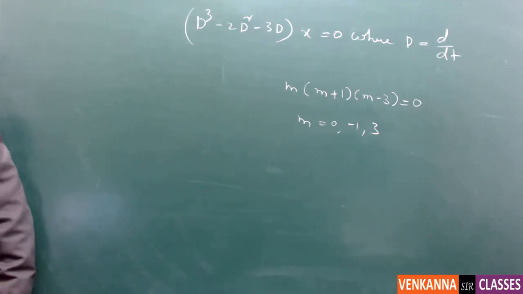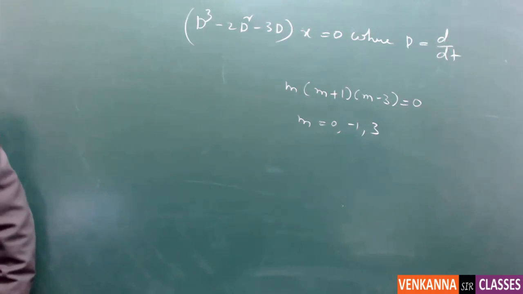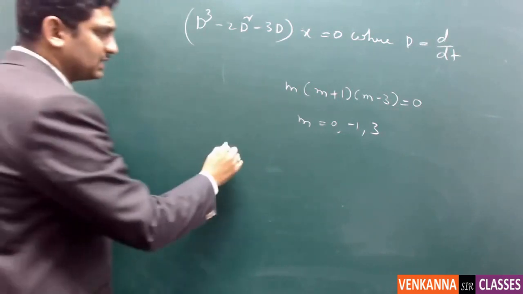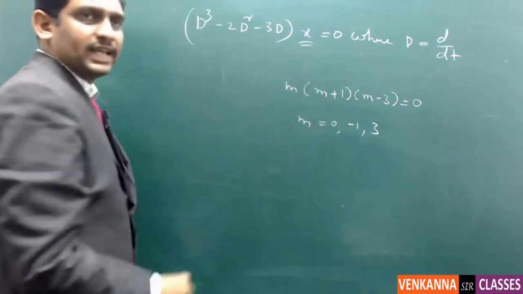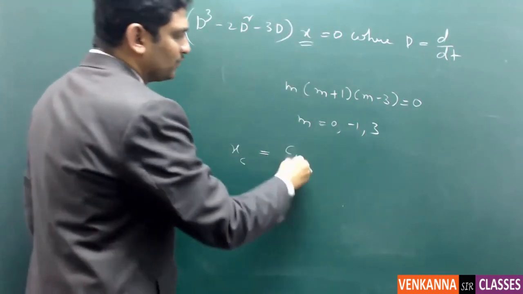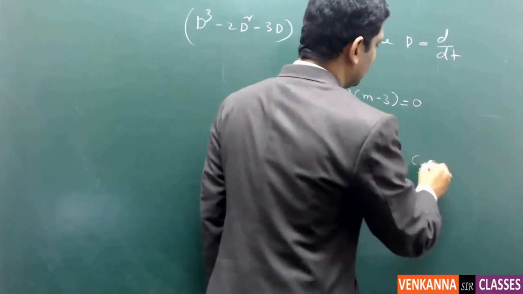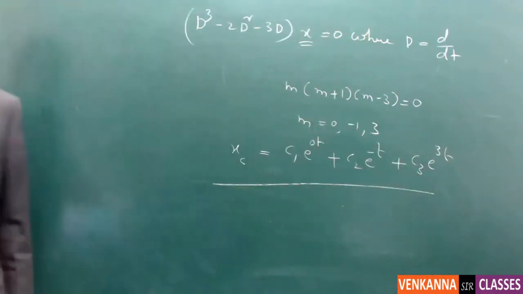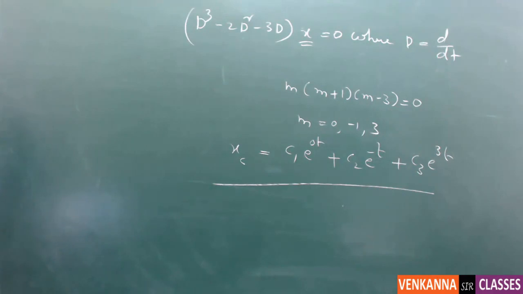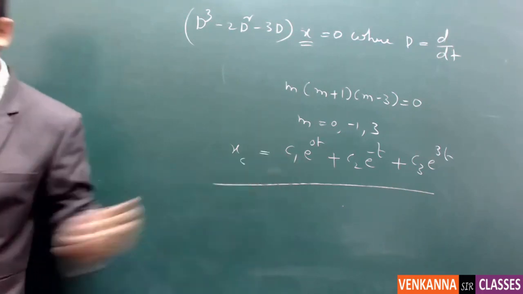Okay. Since the differential operator D is given by d by dt, we have to write the solution as, here the dependent variable is x, so xc is equal to c1 e power 0t plus c2 e power minus t plus c3 e power 3t. This is the solution. Usually for every problem, y is the dependent variable, x is independent. So we write e power x, e power minus 2x, etc. Here the dependent is x, independent is t. It is clearly mentioned in the problem. So we have to write the solution in this way.